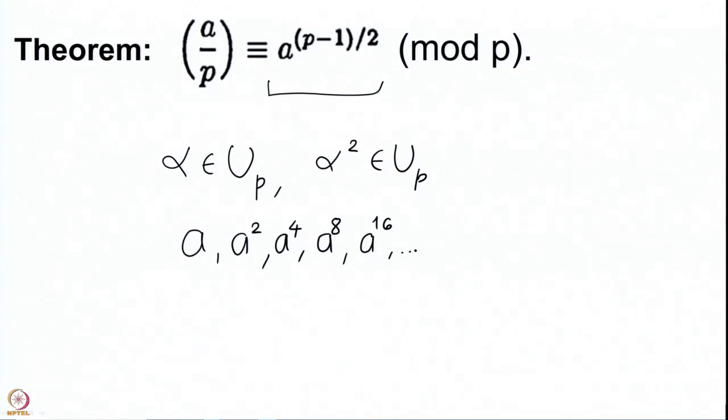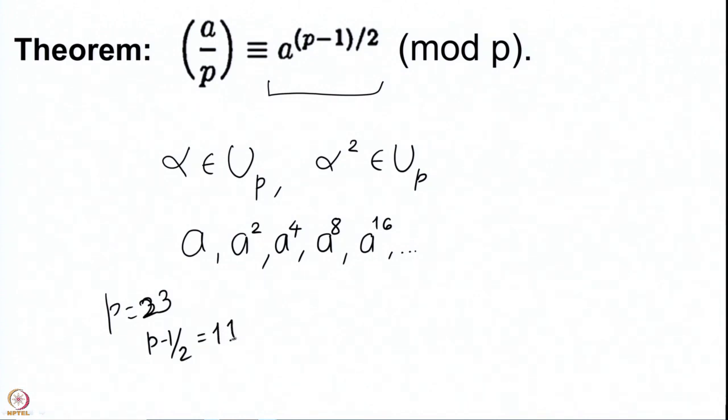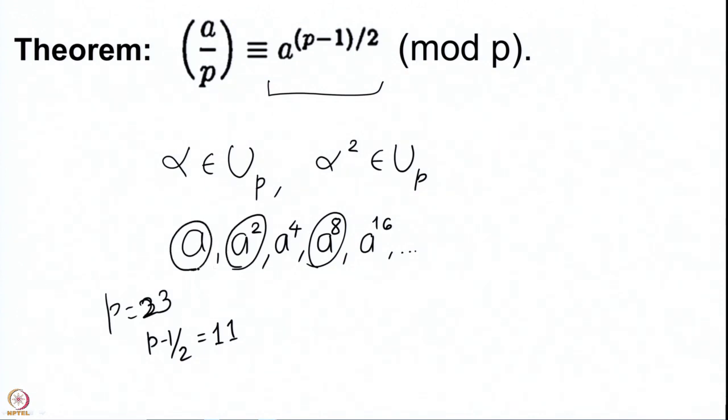After this, if we want to compute a certain power of a, we simply take the product of certain elements from this sequence. For instance, if your p was 23, then p minus 1 by 2 is 11, so you have to take a to the 8 into a square into a. The product of these 3 elements will give you a to the 11. So, you compute a, compute the square, compute its square, compute a power 8, and then take the product of these 3. That will give you a power 11 right away by doing these small computations.